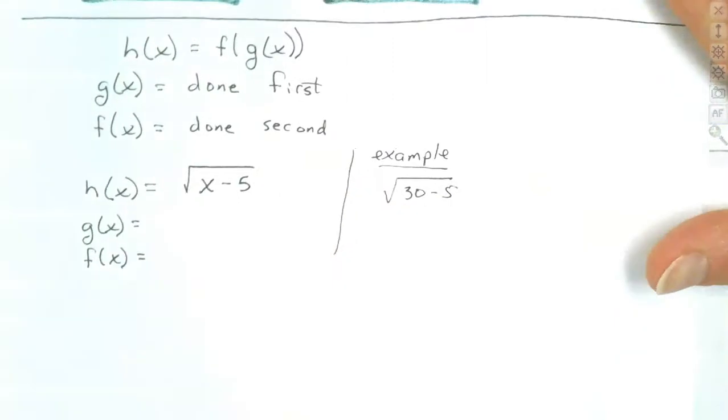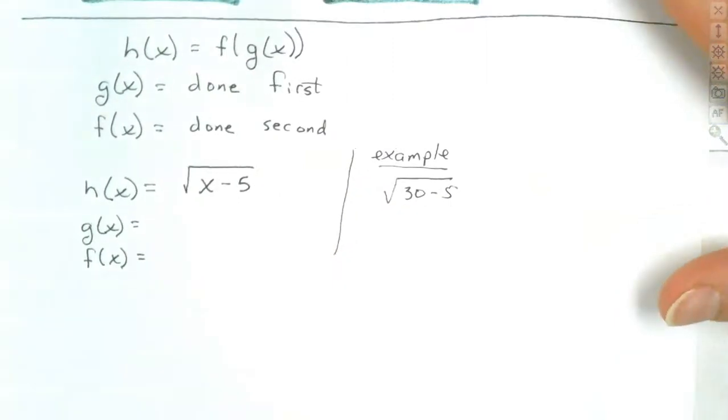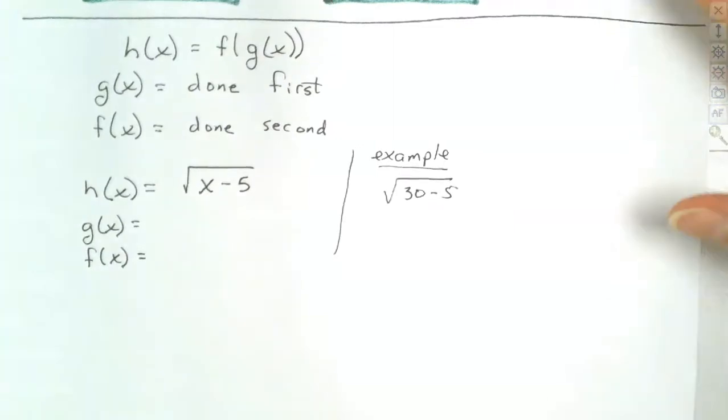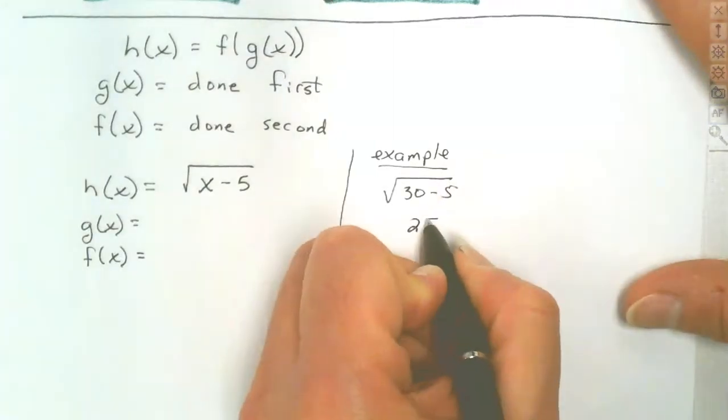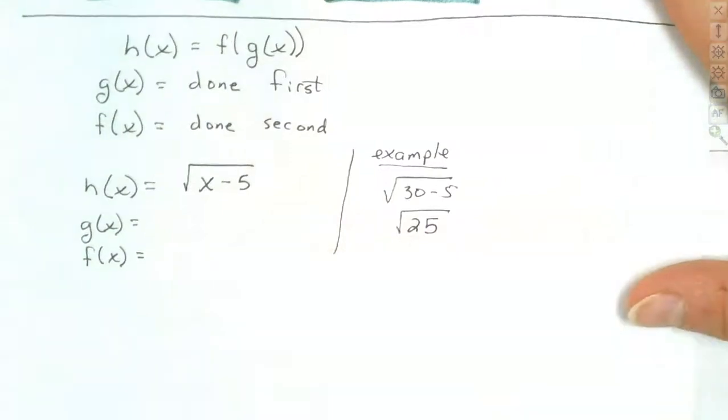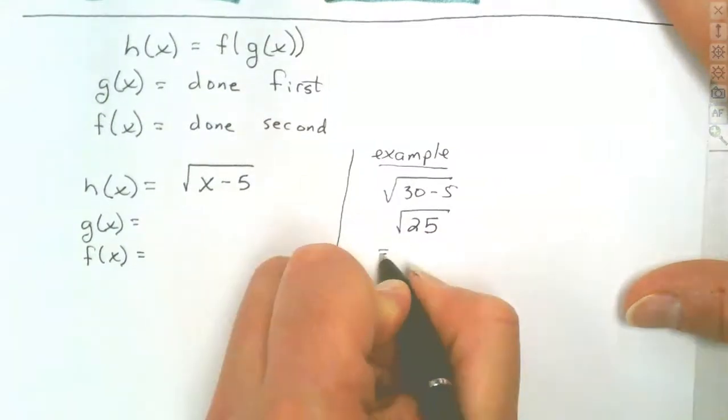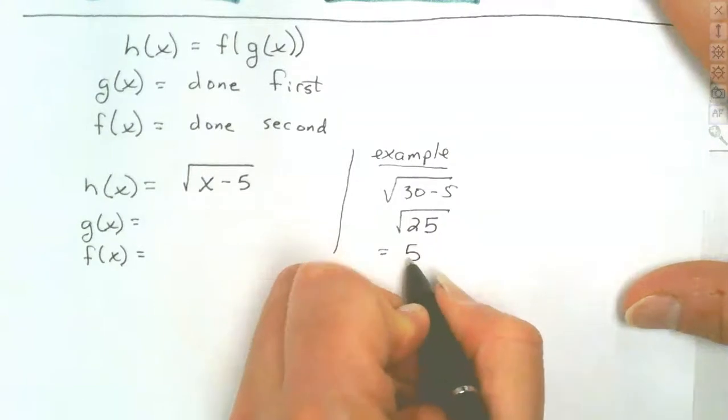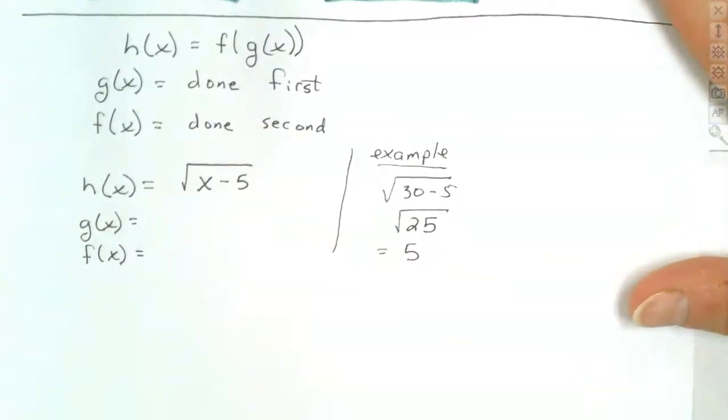How would you work this one out? If I gave you the square root of 30 minus 5, all underneath the root. First thing you would do is you do what's underneath the root, which is the 25, right? And then the square root of 25 is what? 5.